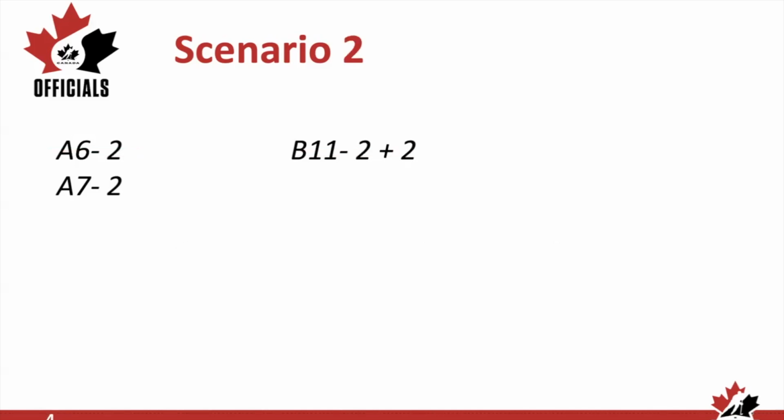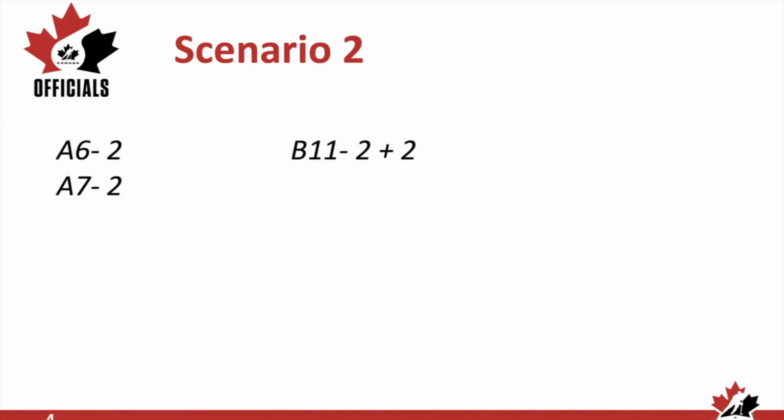So in scenario 2, A6 has a minor penalty, A7 has a minor penalty, and B11 has a double minor penalty. Let's say they get a double minor penalty for butt ending, for example. Okay, so they have a 2 plus a 2. So this is why it's important to write this information down, because in a game situation, you would put 2 players in the box for Team A, number 6 and number 7, but only one in the box for Team B, number 11. And then you assume, okay, well, they'll just kind of come out when their time is up.